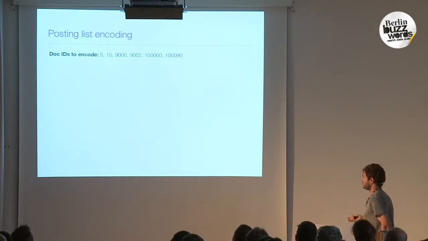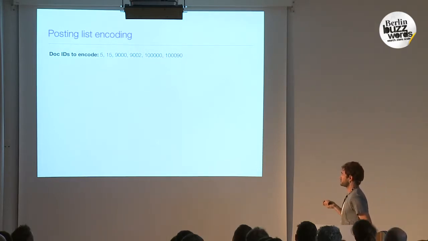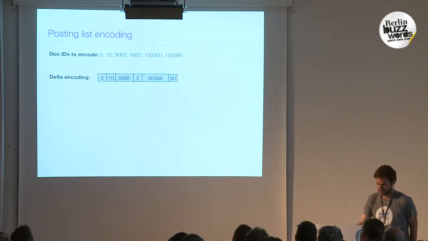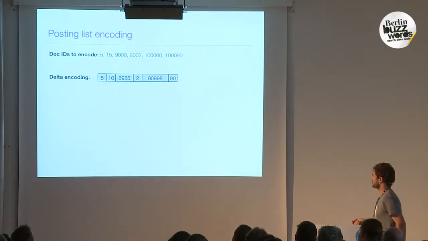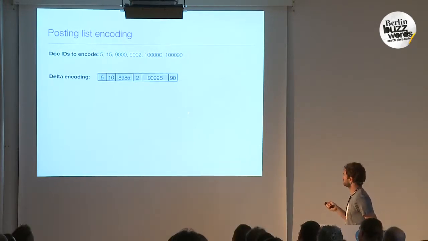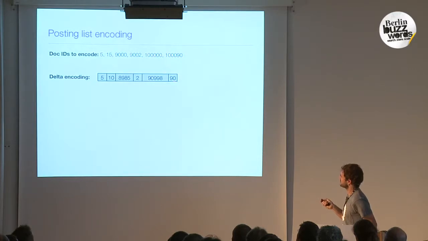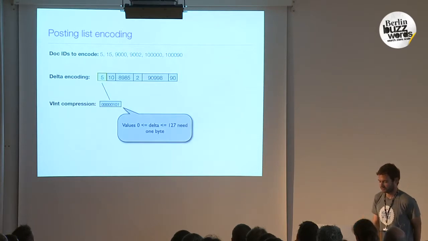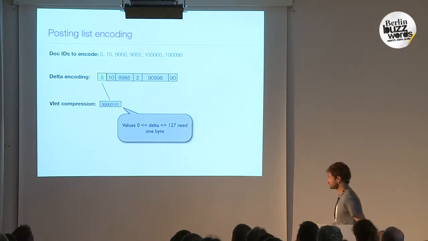And let's talk about how to encode these doc IDs efficiently. So for example, if you have these doc IDs up here, then what Lucene does, and we do it differently, but Lucene does it the following way. We don't write the doc IDs itself, but we encode deltas. So for example, if you have document 100,000 and then 100,090, we actually don't store the 100,090 again. We store the difference between these two numbers, which is just 90, which is a smaller number. And the smaller number we can compress better by using techniques, for example, like vint compression.